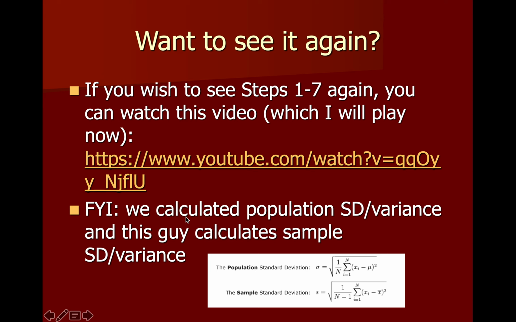FYI, I talked about this a few slides ago, but in those steps 1 through 7, we calculated the population standard deviation and variance, so we just use that n. If you're doing a sample, you would do n-1. And the guy here is using the sample standard deviation. It's just a very slight change at the end, but other than that, the steps are all the same.